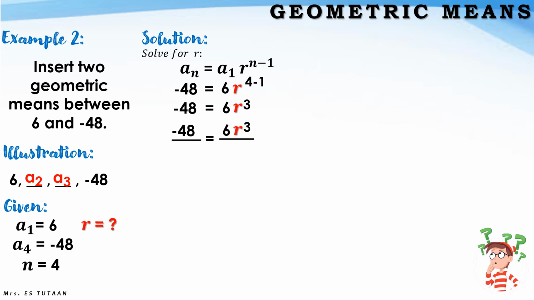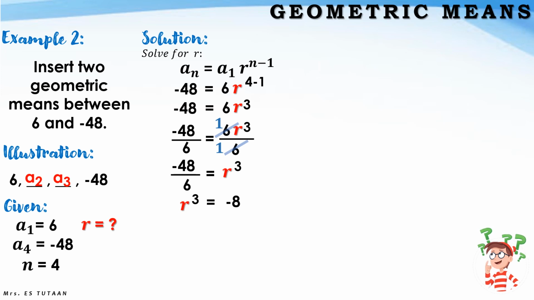And then, we have to divide both sides by the numerical coefficient of the variable r. So, we will divide both sides by 6. So, that becomes 6 divided by 6 is 1, and then 6 divided by 1 is 6. And we will have negative 48 divided by 6. That is equal to our r cube. So, ang negative 48 divided by 6 ay pwedeng i-simplify. So, we will have negative 8. So, r cube is equal to negative 8.